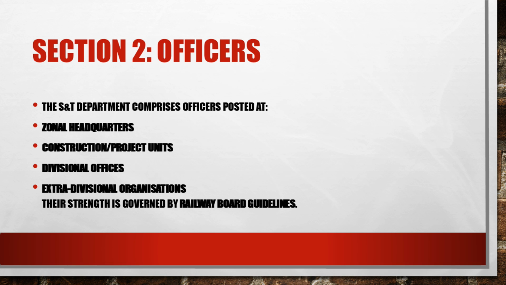Officers Overview. In this section, we begin by looking at the overall structure of officers in the S&T Department. Officers are posted at various levels: headquarters, construction units, divisions, and extra-divisional organizations. Their strength, that is, how many officers should be posted in each unit, is always based on the guidelines issued by the Railway Board.